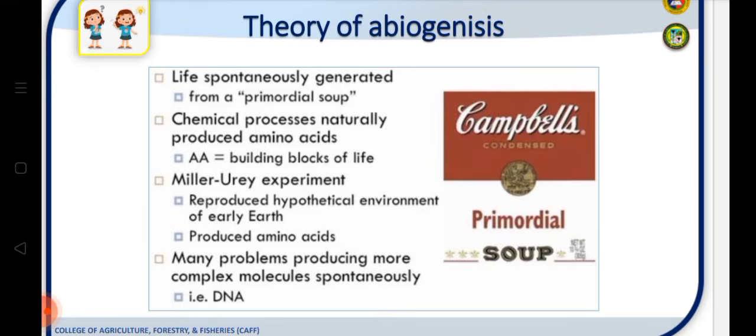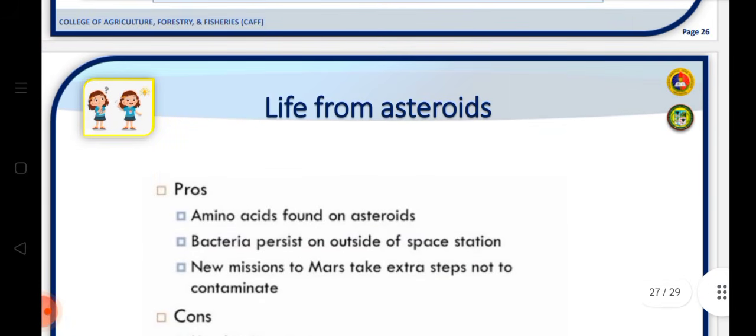Okay, next we have life from asteroids. So, the core idea of this is that life didn't necessarily start on Earth. So instead, some of the ingredients or microbes may have arrived here from space, from outer space, hitching a ride on asteroids, comets, or meteorites.